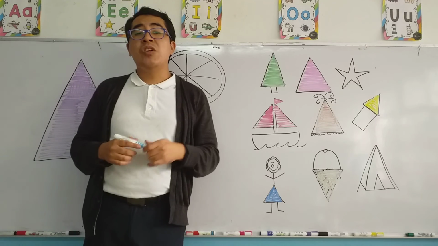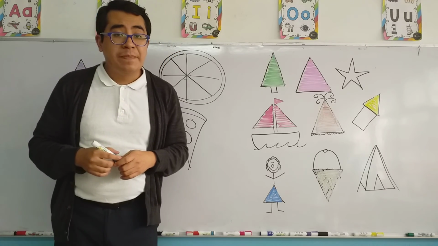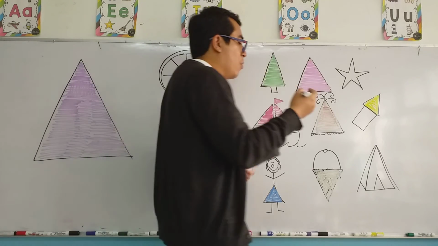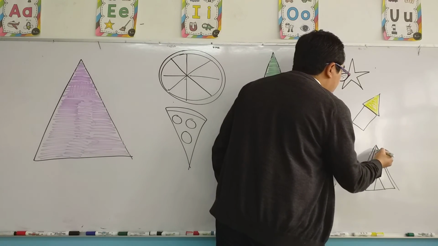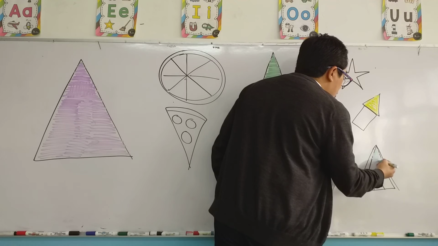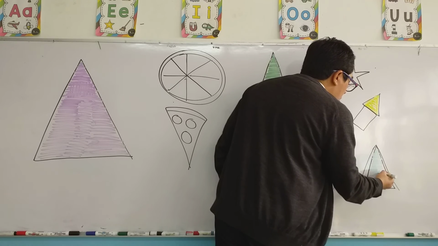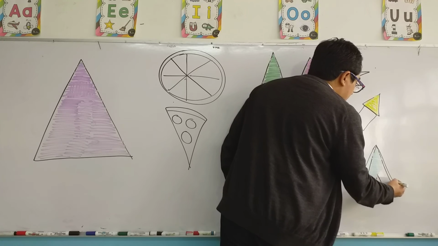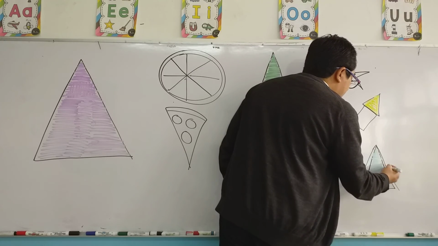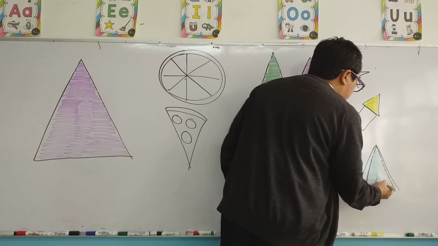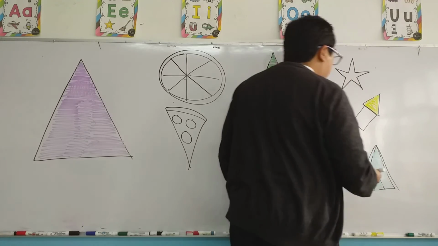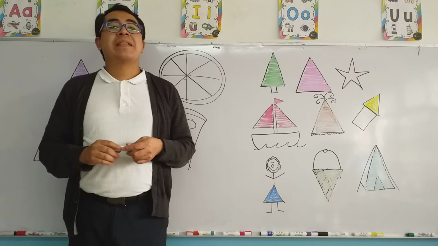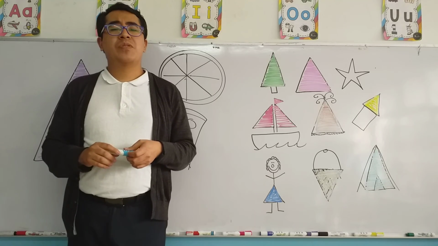So, in English, it's called tent. And of course, tent is a triangle. For this tent, I will use once again color blue, but with a different tone. And that's it. We have finished with the second activity of today.